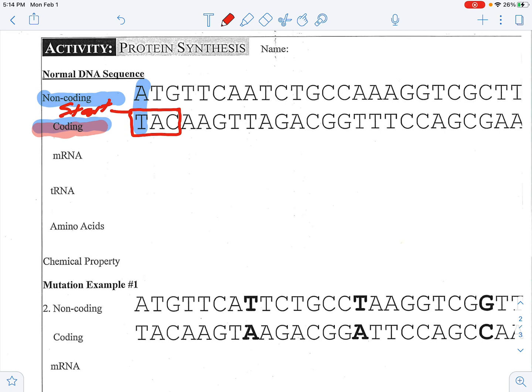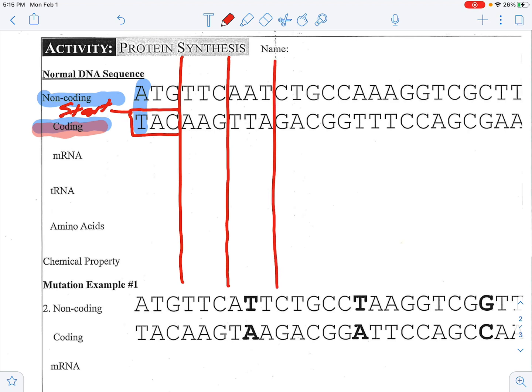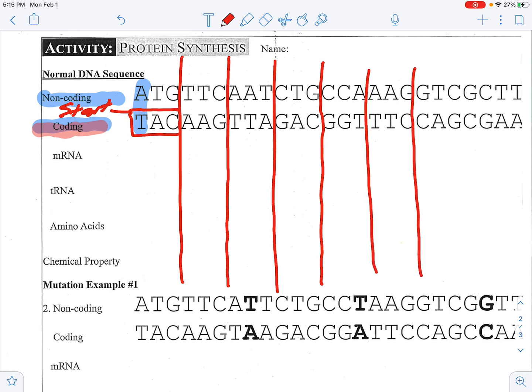All right, then after the start code, I'm going to start breaking up the DNA sequence into groups of 3 nucleotides. So go ahead, do that on your sheet. Break it up into 3 nucleotides.